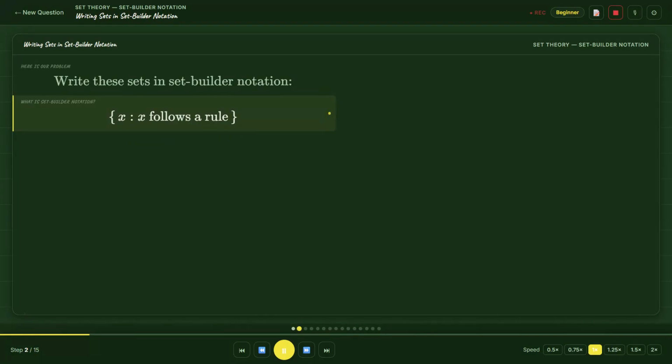So what is set builder notation? Instead of writing every single member of a set, we write a rule. We say X is in the set if X follows our rule. The little colon sign means such that.